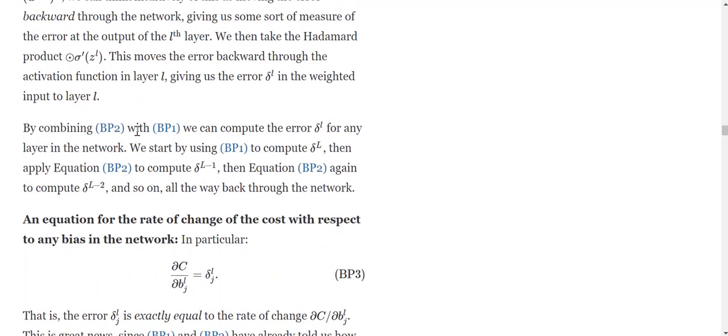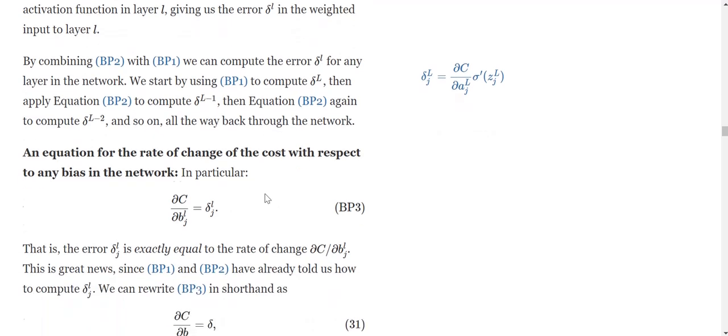So by combining equation 1 and equation 2 of backpropagation, we can compute the error delta L for any layer in the network. We can start by using equation 1 to compute delta L, and then apply equation 2 to get delta L minus 1, and then delta L minus 2, and so on.